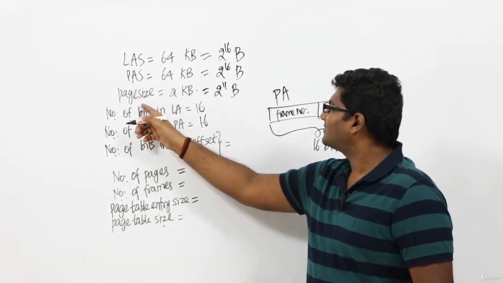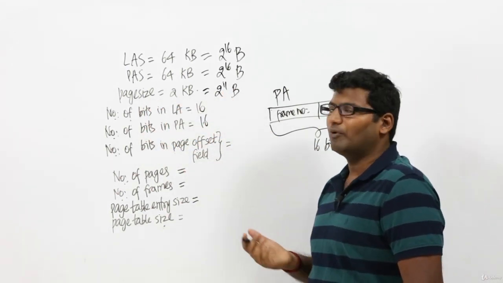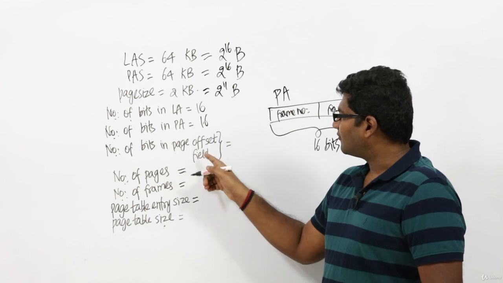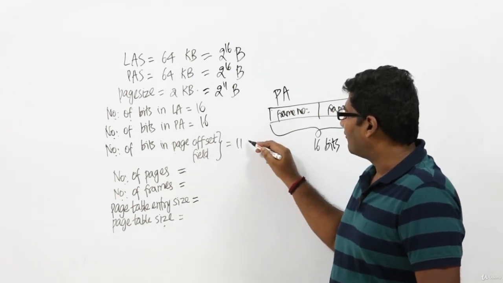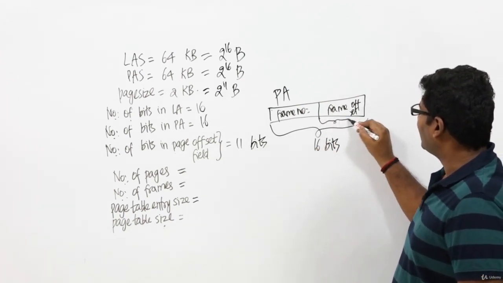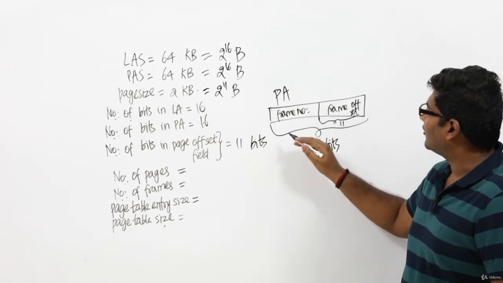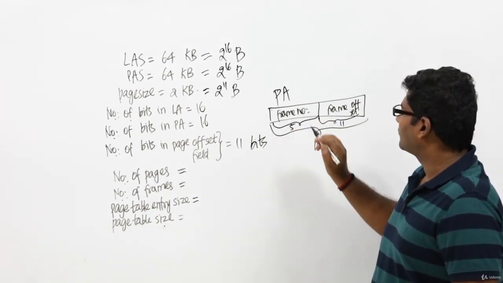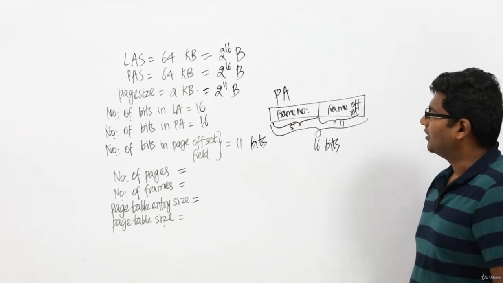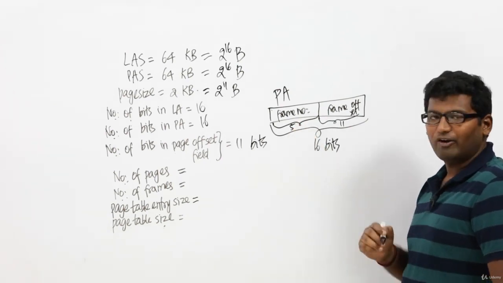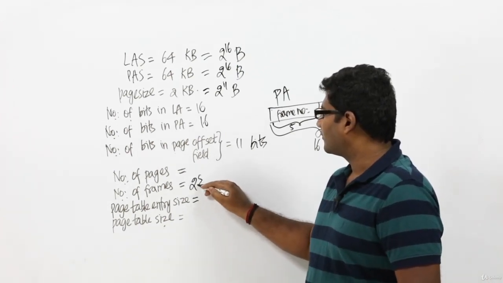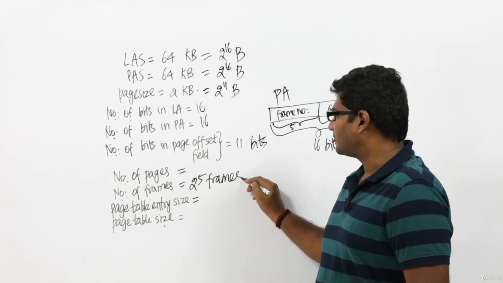Now they have given that this is 16 bits. Also they have given that page size equal to 2 power 11 bytes. If page size is 2 power 11 bytes, then obviously frame size is also 2 power 11 bytes, and so our page offset field or frame offset field will have 11 bits. Now this is 16 bits and the frame offset field has 11 bits, so the frame number field will have 5 bits. If the frame number field has 5 bits, then the number of frames is nothing but 2 power 5 frames.